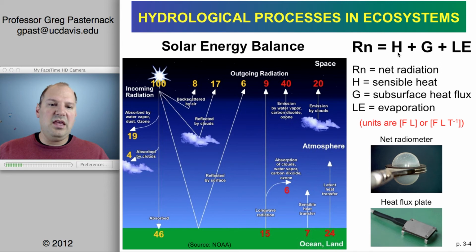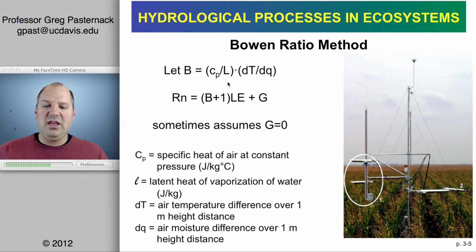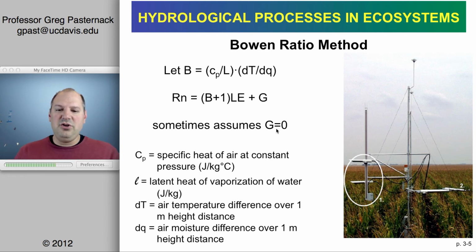Well, since B equals H over LE, we can rewrite the equation this way. So we have net radiation equals the Bowen ratio plus 1 times LE plus G. So again, the Bowen ratio is H over LE. So B times LE is equal to H. 1 times LE is just LE. So let's assume that G is 0.